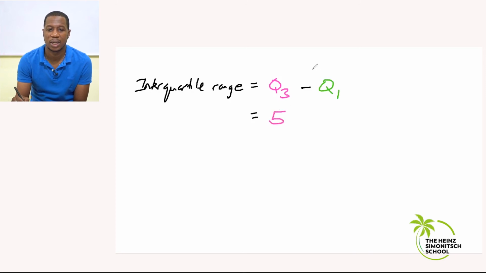So our interquartile range, represented by Q3 minus Q1, and we had found Q3 to be 5, and we have now found that Q1, the lower quartile, is 2. So the interquartile range here is actually 3.